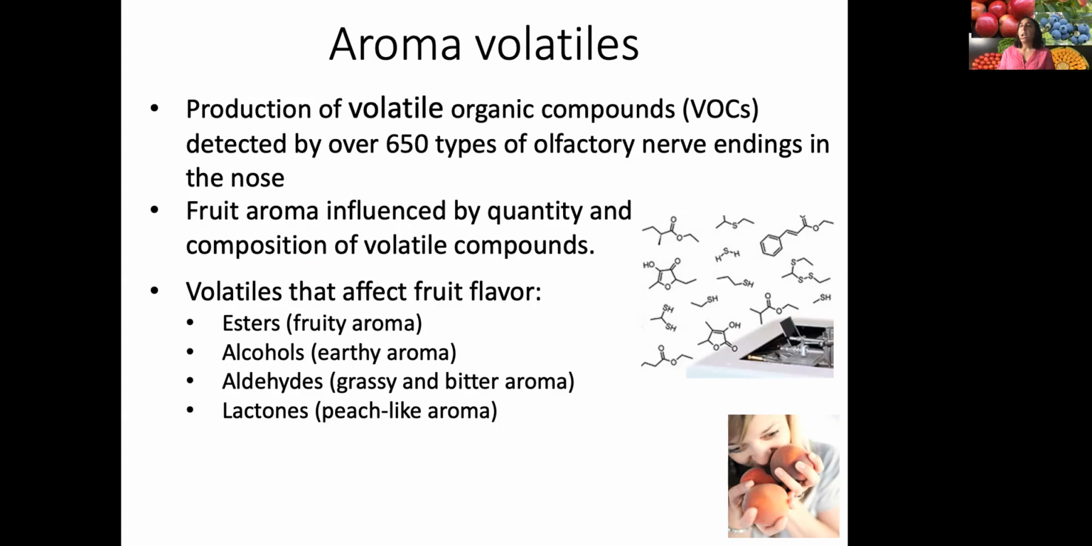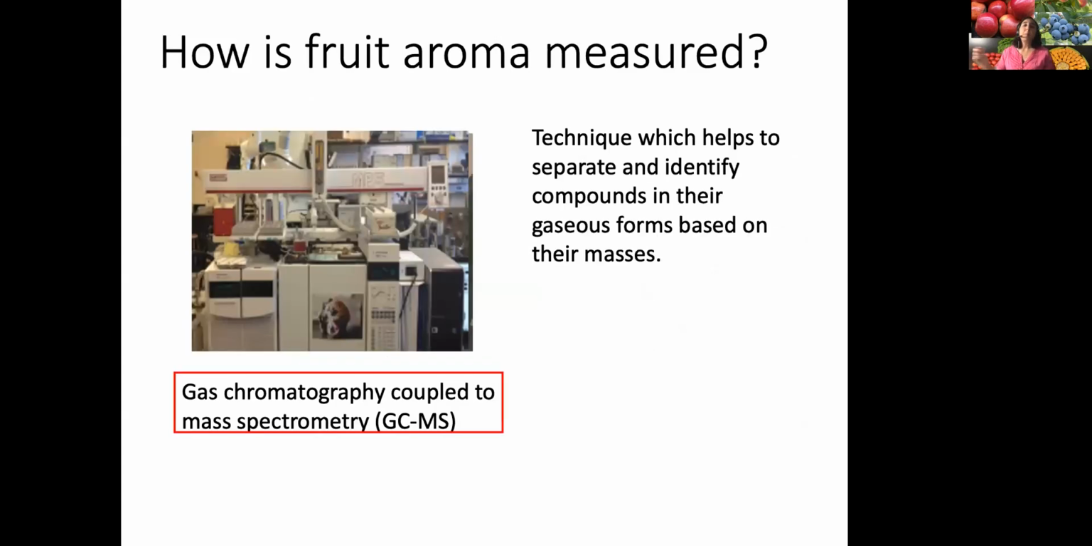So for example, volatiles from the esters class have been known to be directly related with the fruity aroma that we can perceive. Then volatiles from the alcohol class are more related with these earthy type aromas or these more fermented types. Then the aldehyde class with this grassy, bitter, green type aroma when the fruits are still immature. And lactones, for example, are highly related with this peachy-like aroma that we can perceive in peaches or in other fruits. Okay. Now, how do we measure fruit aroma?